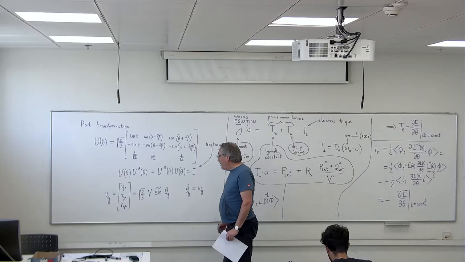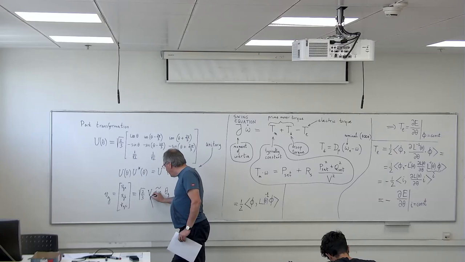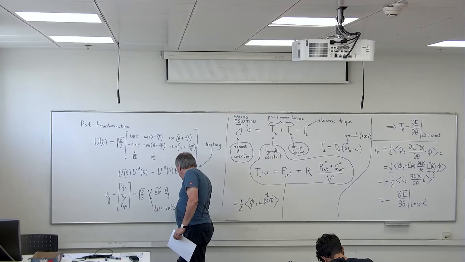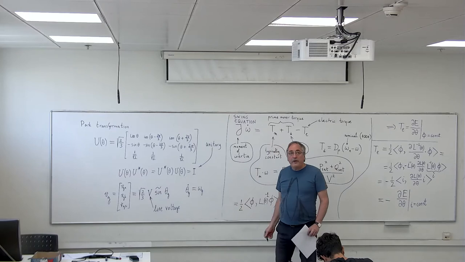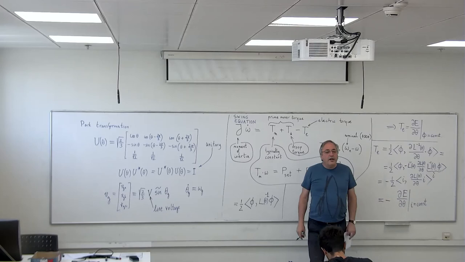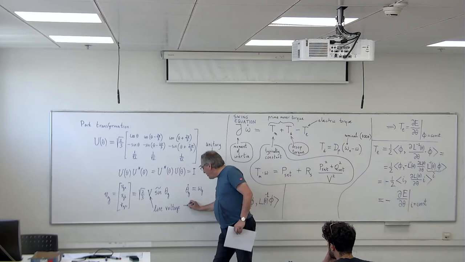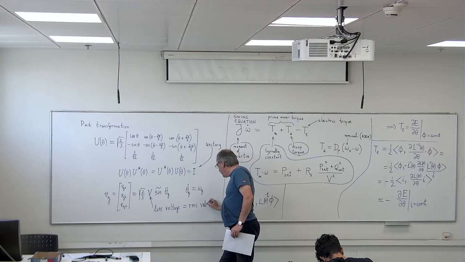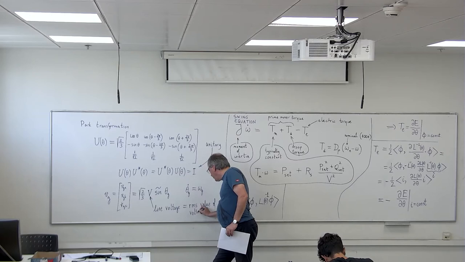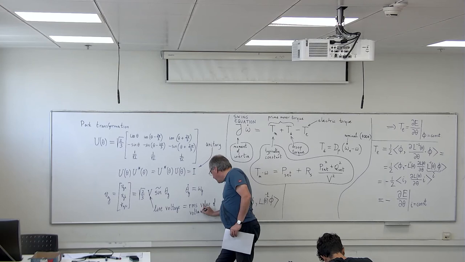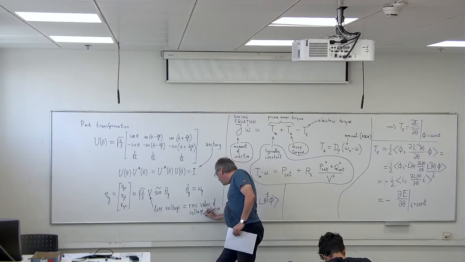This capital V here is a so-called line voltage. This means that you have three phases, you take the voltage between two phases, and you take its RMS value. RMS means root mean square. I suppose everybody knows what RMS is. So this is equal to the RMS value of the voltage between two phases.